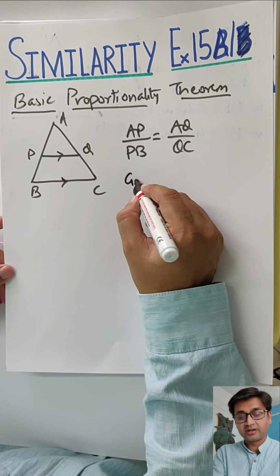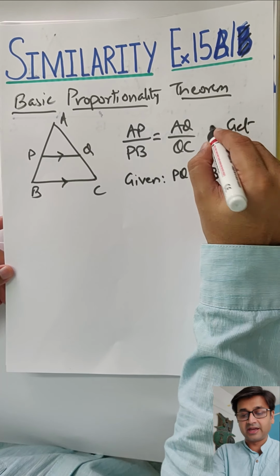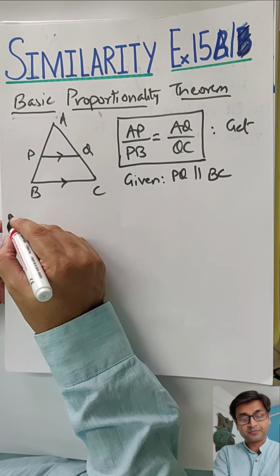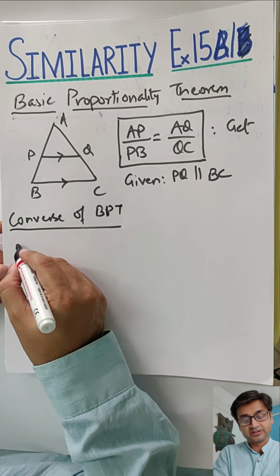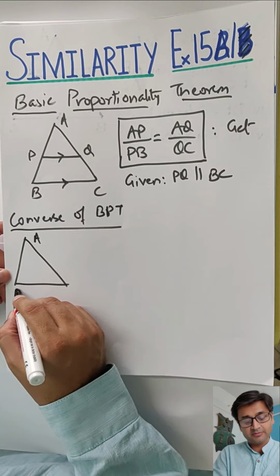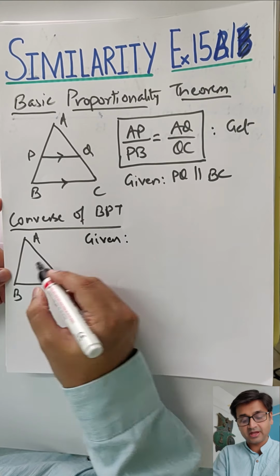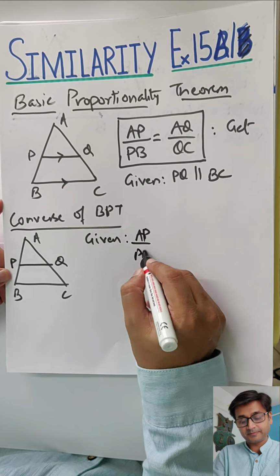So basically you are given that PQ is parallel to BC, and what do you get? You get AP upon PB equals AQ upon QC. The next one is the converse of BPT. So what is the converse? You have a triangle ABC. The converse is exactly the opposite of this. So this time you are given that AP upon PB is equal to AQ upon QC. What can you say? PQ is parallel to BC.